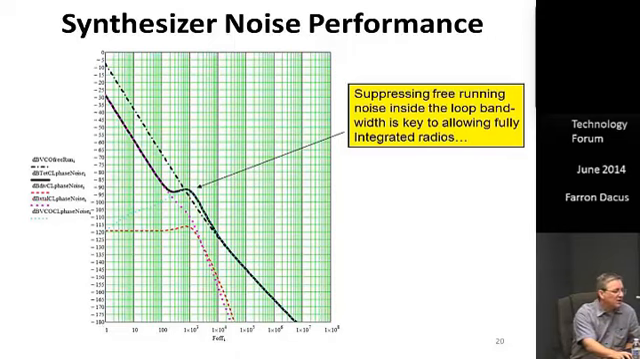But inside this is one of the great breakthroughs in integrated radios these days. Inside the loop bandwidth, we generally see this little rise above the free running phase noise, which is due to the fact that the phase margin in that loop is less than 90 degrees.